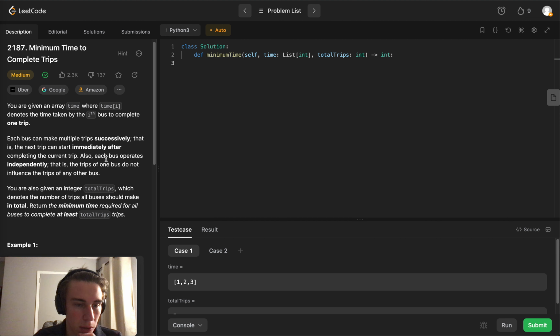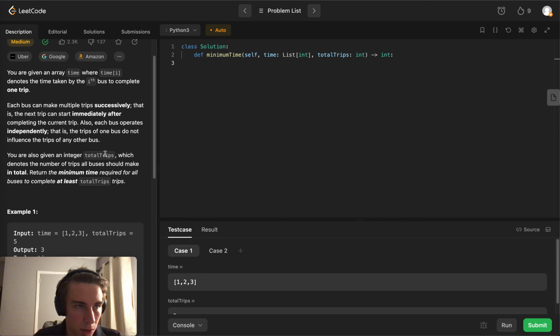Okay, so we're given an array of buses, essentially an array that indicates how much time it requires a bus to complete a single trip. And we're also given an integer total trips, and we have to find how much time has to elapse. What is the minimum time that needs to elapse for the buses to collectively complete the total number of trips?